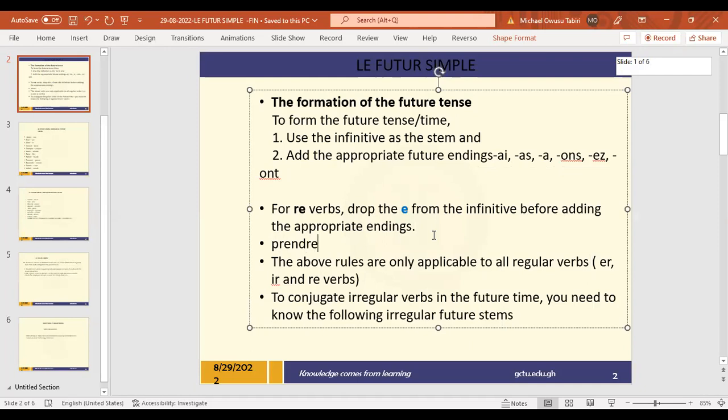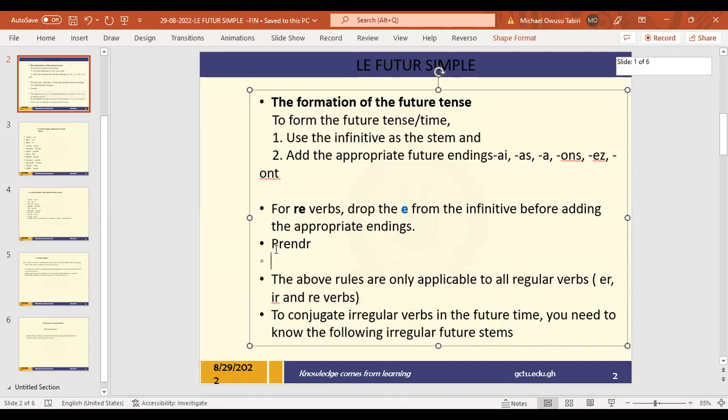This is how prendre is written. Then you drop the E. Once you take away the E, this becomes the stem: P-R-E-N-D-R is the stem now. So that we can say je prendrai. Then it becomes like this. This is the ending, A-I. Then you continue. The second one, A-S. Troisième, A, and so on. This is how you're supposed to conjugate it.